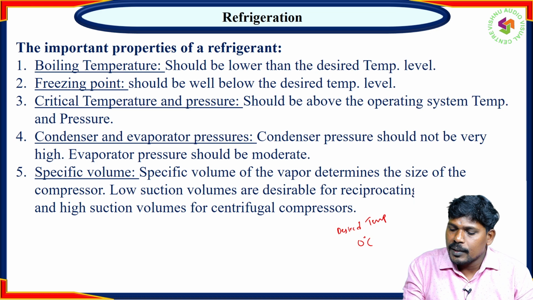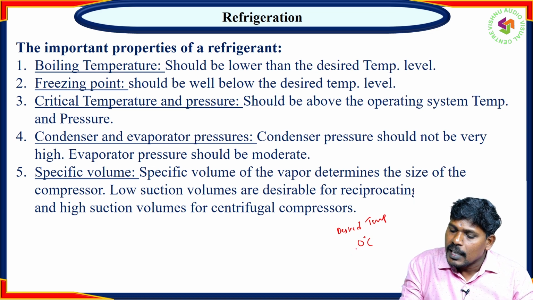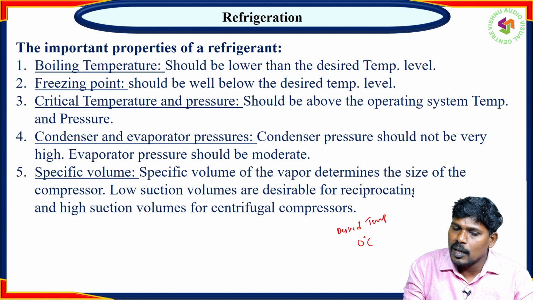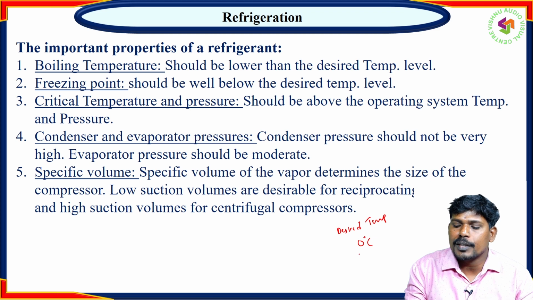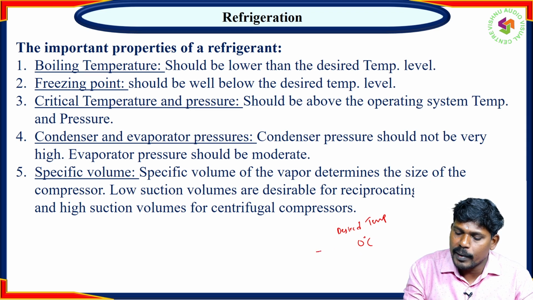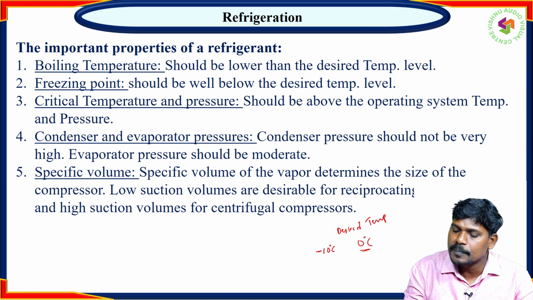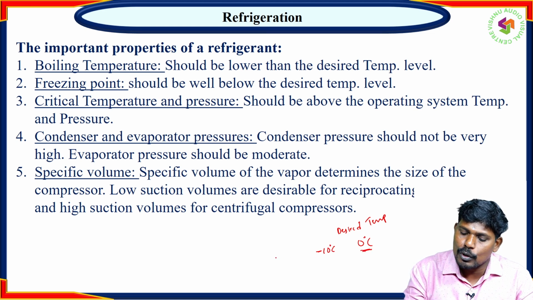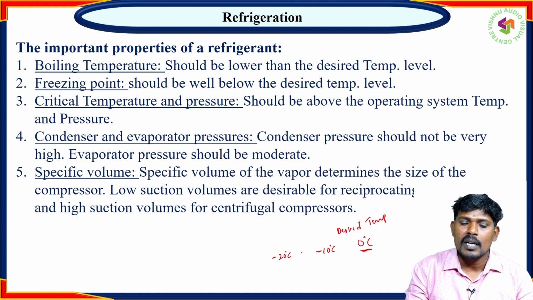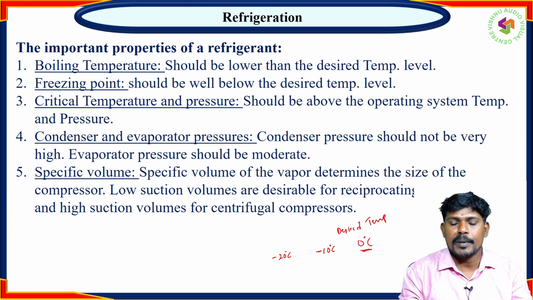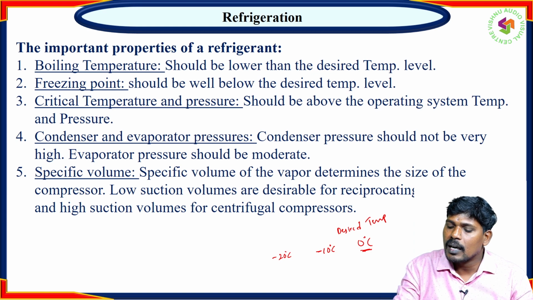Okay, so freezing point, for example, coming to the boiling point, the refrigerant boiling point should be lower than 0 degrees centigrade, maybe, for example, minus 10 degrees centigrade. Freezing point also, whatever the refrigeration temperature you want to maintain, compared to that, the freezing point should also be lesser than that. Next, critical temperature and pressure. The critical temperature and pressure must be greater than the desired refrigeration temperature.